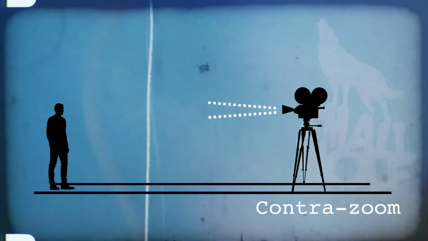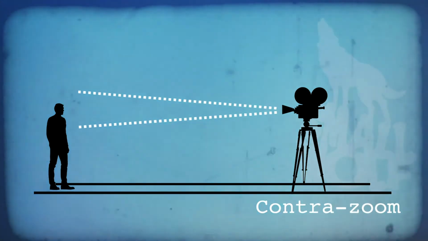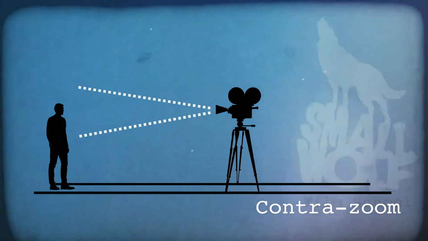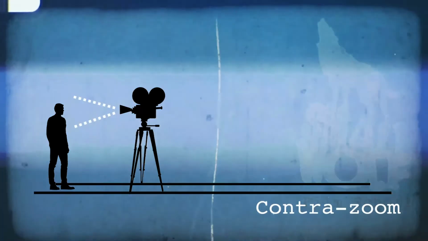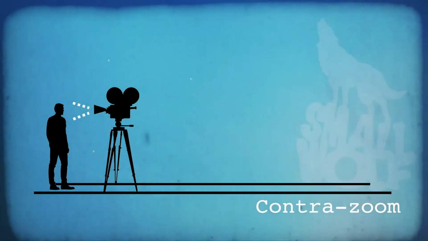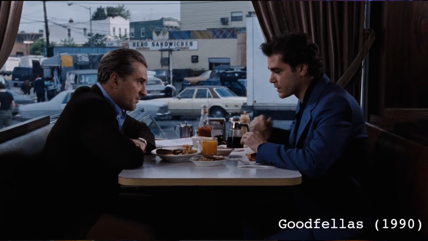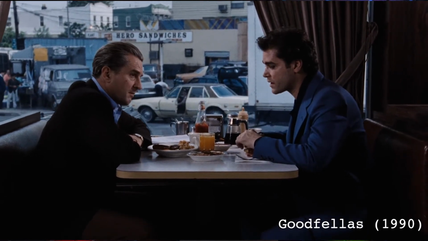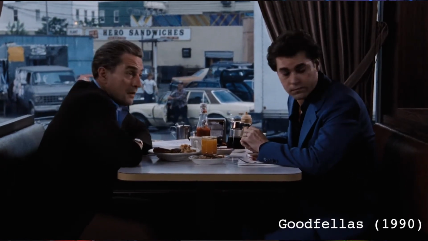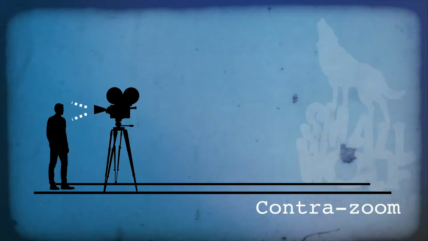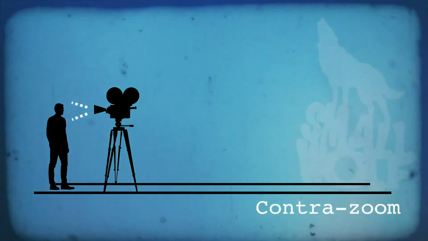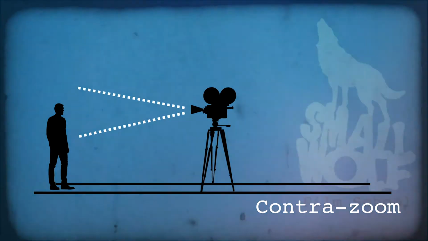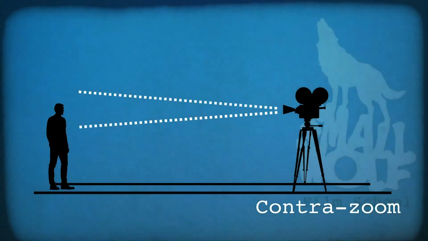Start with the camera far away from your subject and zoomed in. Next, move the camera smoothly towards the subject while simultaneously zooming out. This makes the subject appear in pretty much the same position and at the same size throughout, but the perspective shifts around them due to the change in the lens's focal length. The second way to do a contrazoom is to start close to the subject, zoomed out, then move the camera backwards while zooming towards the subject.